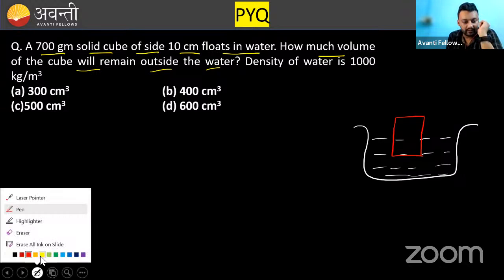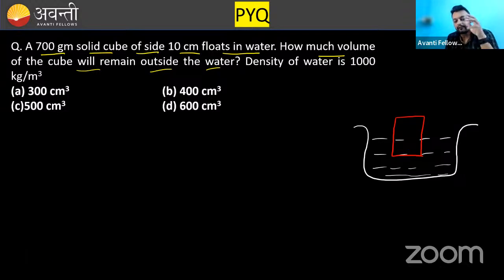Now, tell me one thing. If this solid or this cube is immersed or dipped in the water, there will be a buoyant force acting on it. So this is the buoyant force. Is it clear? There must be a buoyant force acting on this block.